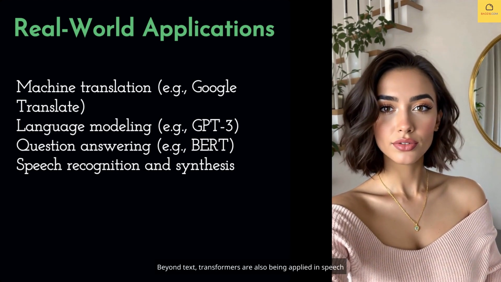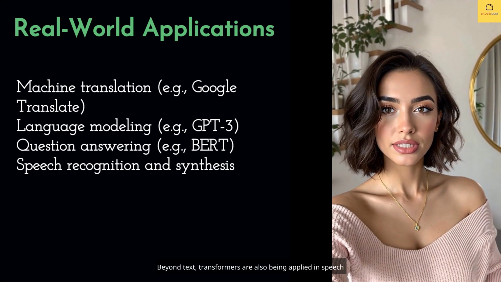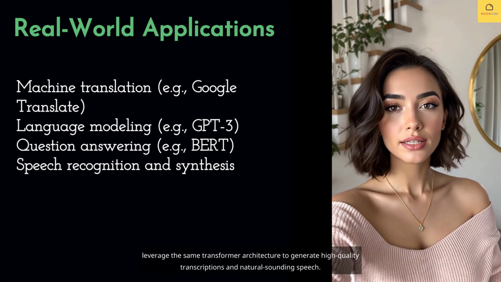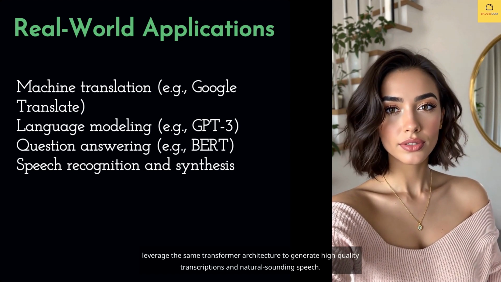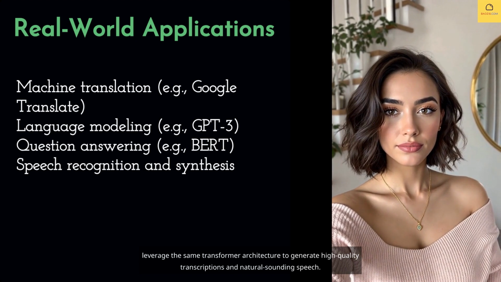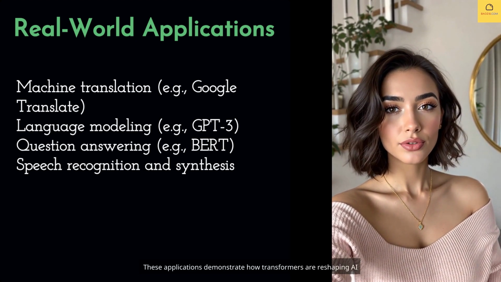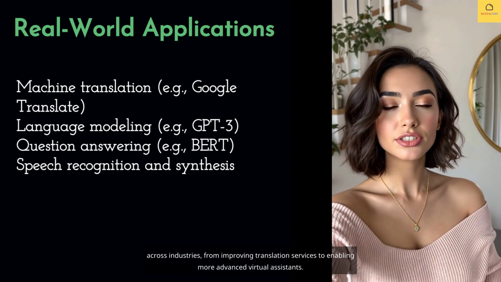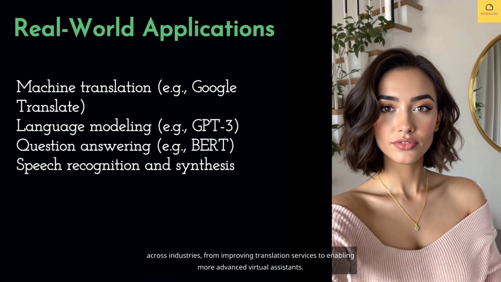Beyond text, transformers are also being applied in speech recognition and synthesis, where models like Wav2Vec and Tacotron leverage the same transformer architecture to generate high-quality transcriptions and natural-sounding speech. These applications demonstrate how transformers are reshaping AI across industries, from improving translation services to enabling more advanced virtual assistants.